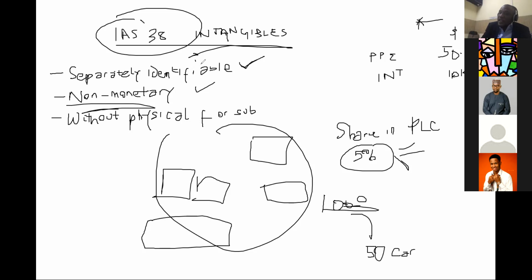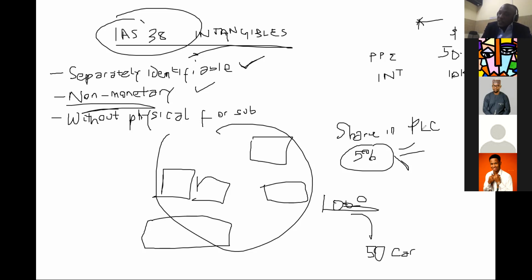If an asset cannot exist on its own, then it will not meet the criteria for definition as an IAS 38 intangible. Second thing, like I said, non-monetary means that it is not cash or a cash equivalent, like shares in a company, like bonds. If I bought bonds from a company, am I buying the bonds? Yes. I bought the bonds, so I paid for the bonds. So I'm the investor in that company. That bond is an intangible asset.